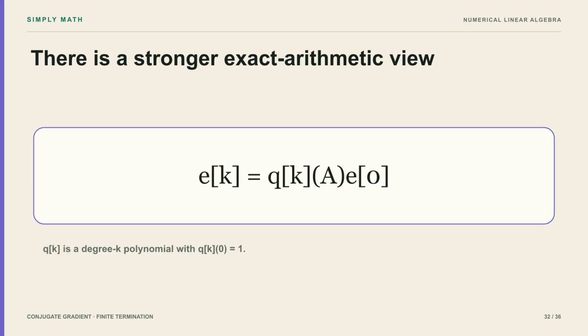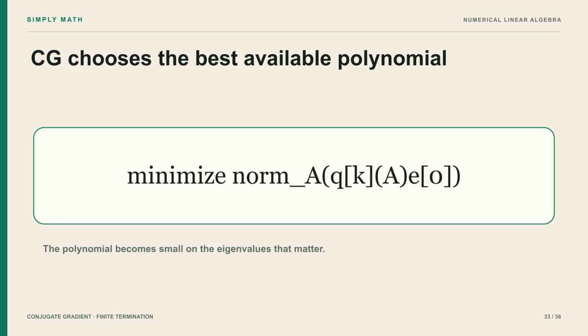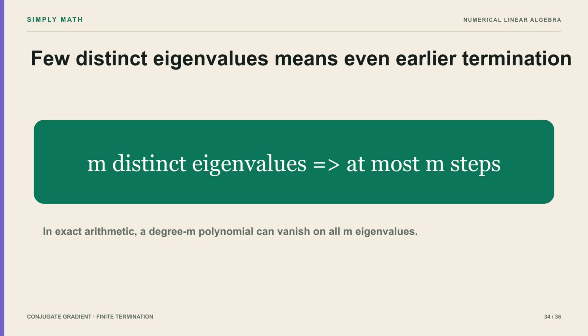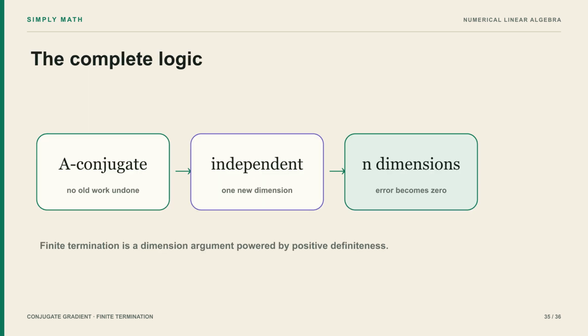The error after k steps can also be written as a polynomial in A applied to the initial error. Conjugate gradient implicitly chooses the polynomial that minimizes the remaining error in the A norm. If A has only m distinct eigenvalues, exact conjugate gradient terminates in at most m steps, even when m is less than n.